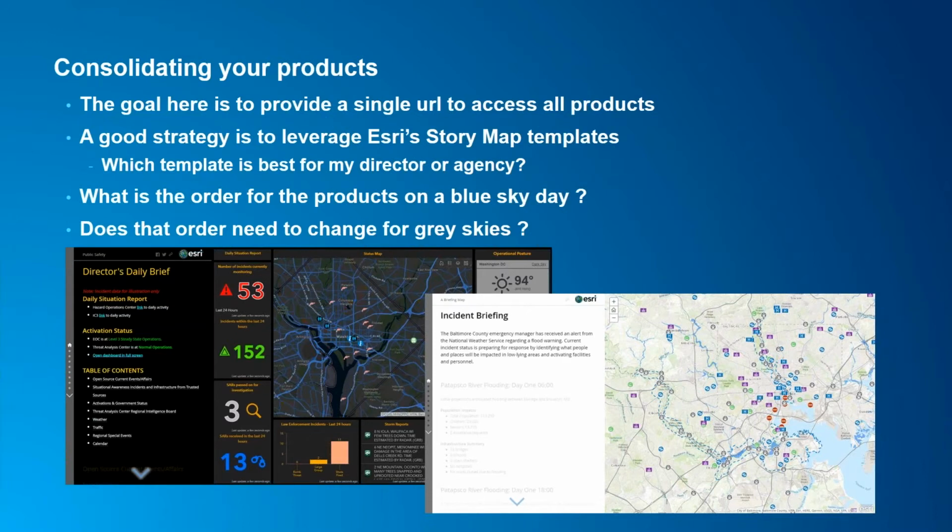What order are the products presented in? This again is another discussion. Does it change from a gray sky to a blue sky? Do I need a different product? So if the dashboard is always number 1, if an event or an incident is taking place, you have a flood or a fire, does that need to be replaced? Within the story maps, you can actually hide tabs. So you can have lots of standing products available that can be turned on or off easily by hiding or showing those.